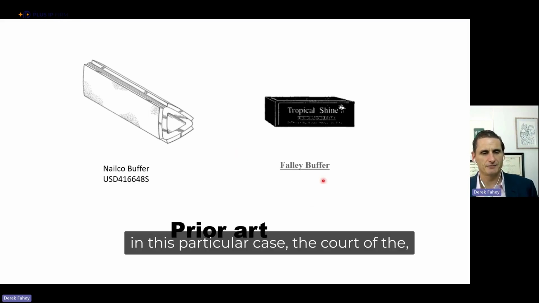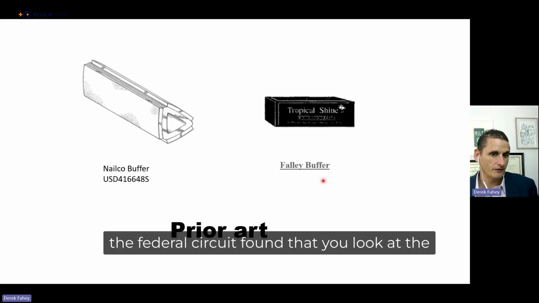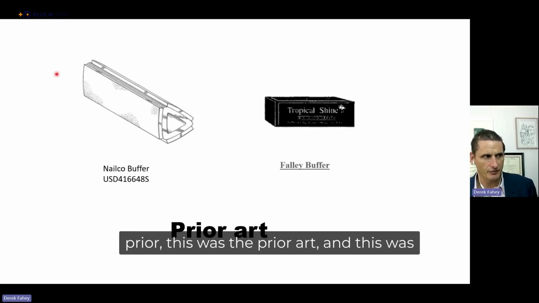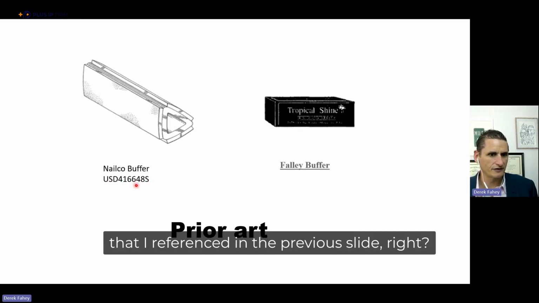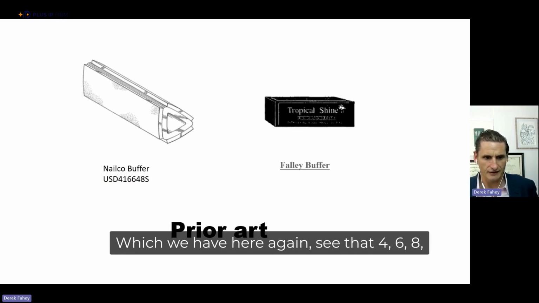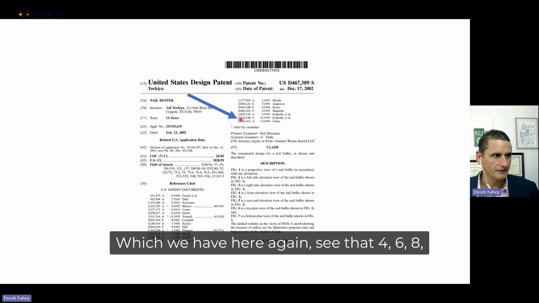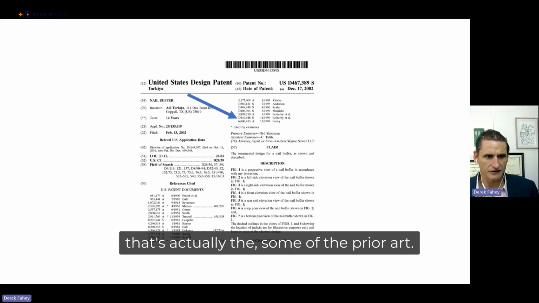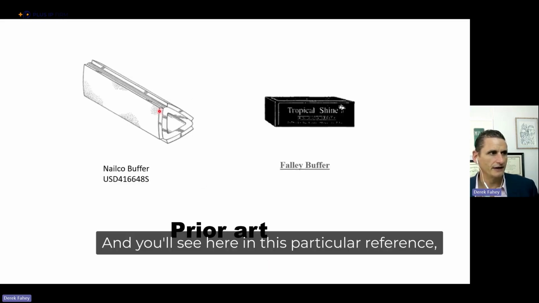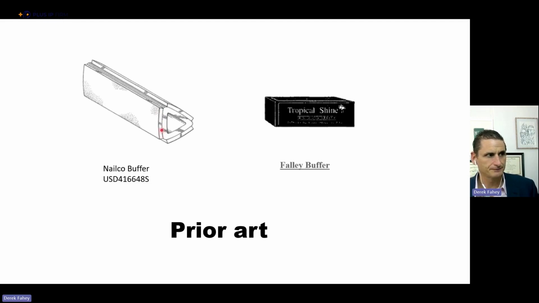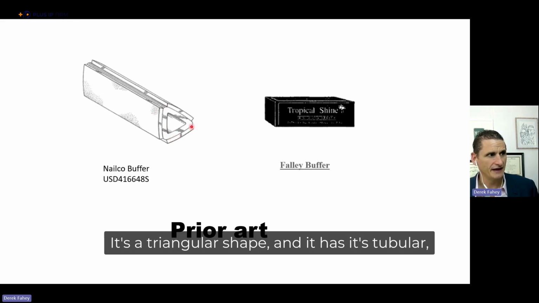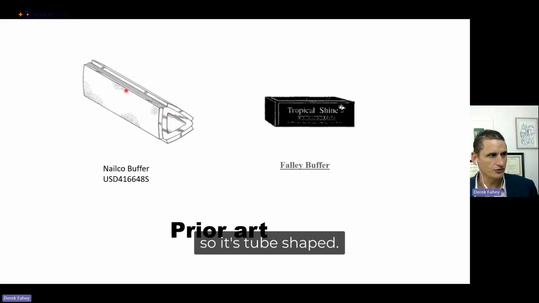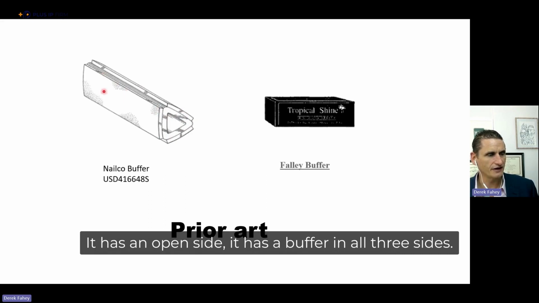In this particular case, the Federal Circuit found that when you look at the prior art, this was actually a nail buffer. This was the USD 416648 patent that I referenced in the previous slide, which we have here. Again, see that 468? That's some of the prior art. In this particular reference, you'll see it has a nail buffer. It's a triangular shape, and it's tubular, so it's tube shaped. It has an open side. It has a buffer on all three sides.